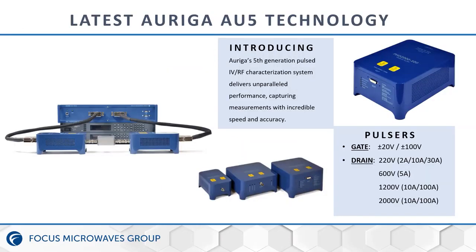The 5th generation Auriga Pulse IV system is basically a fully featured characterization platform. It is capable of measuring the DC IV curves. You can measure the pulsed IV curves, and this system can be expanded to pulsed S parameter measurements and even pulsed load pull measurements.